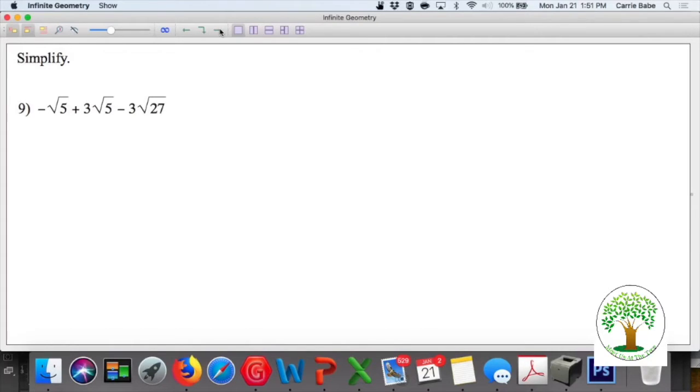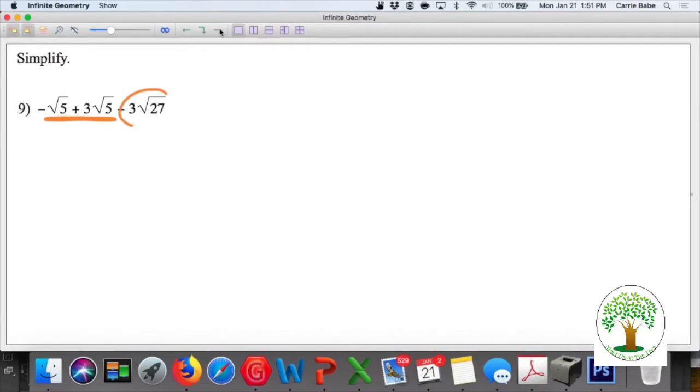Number 9, we're going to add some stuff. Okay? All right. Before we start, is there any of those square roots that can be simplified? Or combined? The negative square root 5 and positive 3 square root 5 can be combined. Yeah. All right.